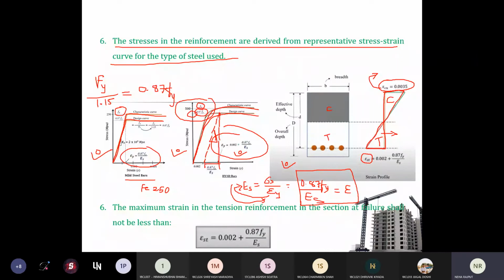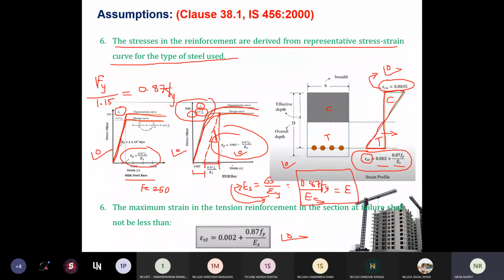But I require the maximum strain value of this design curve. So this 0.02 value will be added. So this value plus 0.02. If anyone asks what the maximum strain in steel is, then this is the maximum strain value allowed in the steel. Clear, everyone? Yes, ma'am. Right, so this way you can get the maximum strain. Maximum strain in concrete is this. So the sixth assumption is also saying like this.